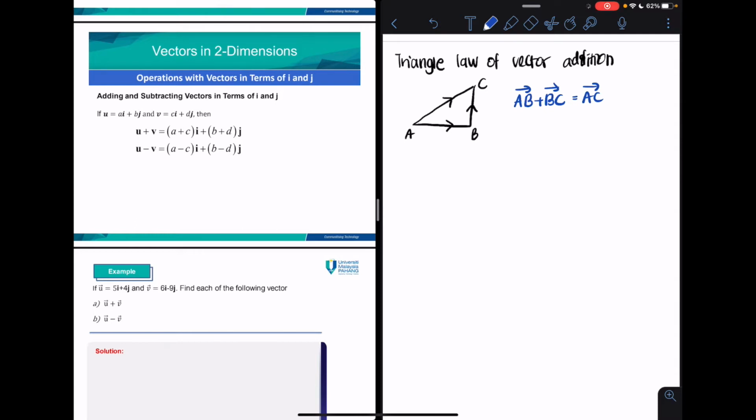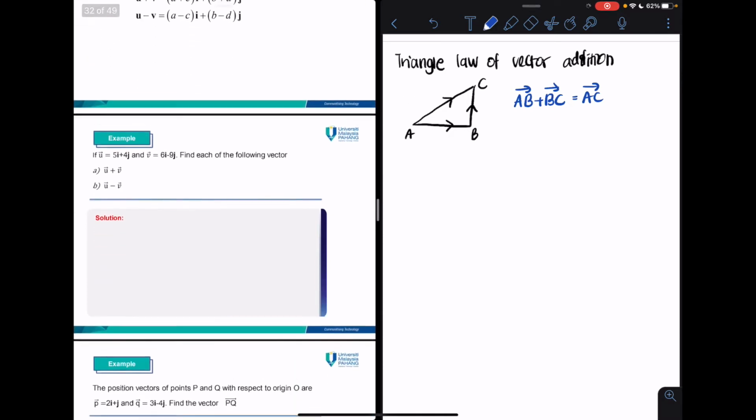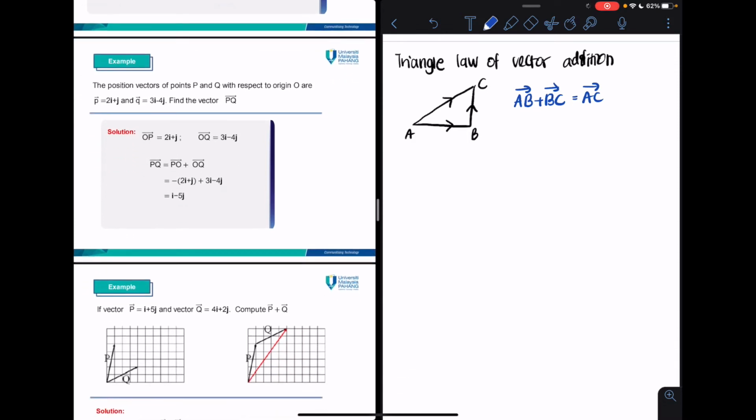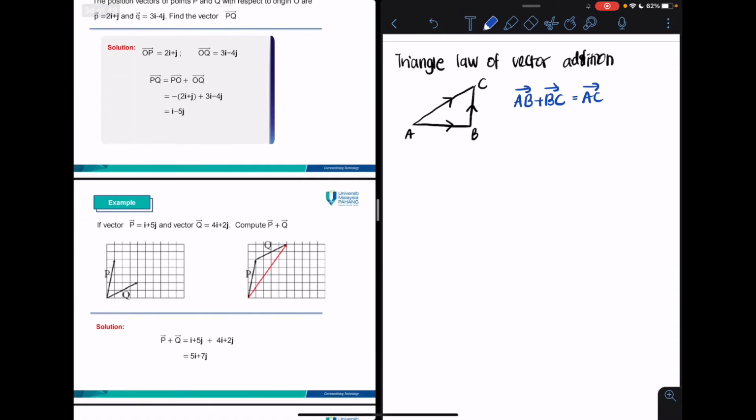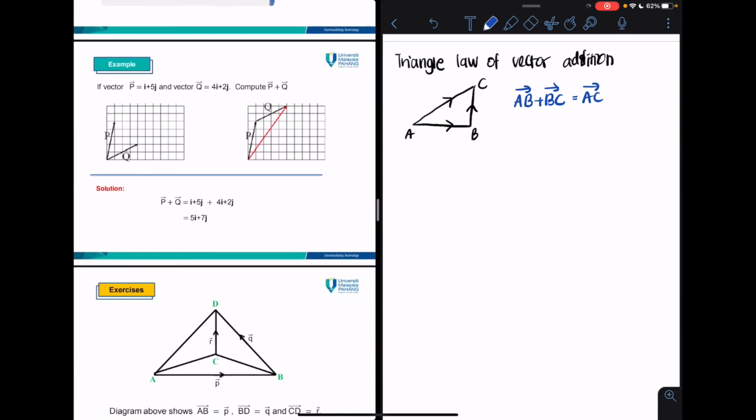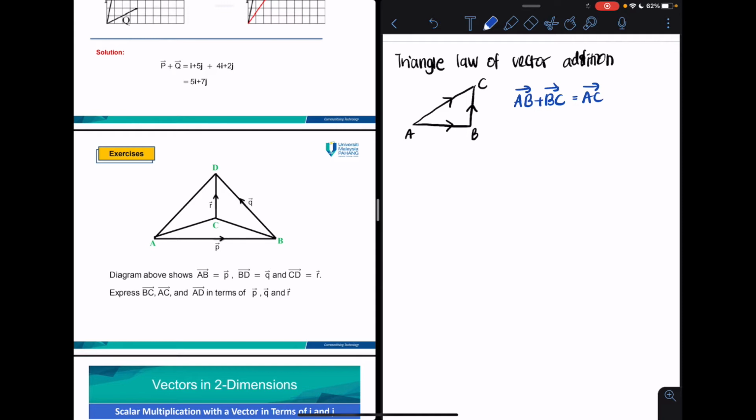So if you get this fact right, whatever kind of question is thrown at you, you will end up knowing how to solve the problems. So you may take a look at all the examples listed in the slide presentation. I really hope you can work on your own, but right now I would like to discuss this exercise. Basically you have been given this diagram that has information of point A, point B, point C, point D, and vectors P, R, and Q. So let's take a look at this exercise.